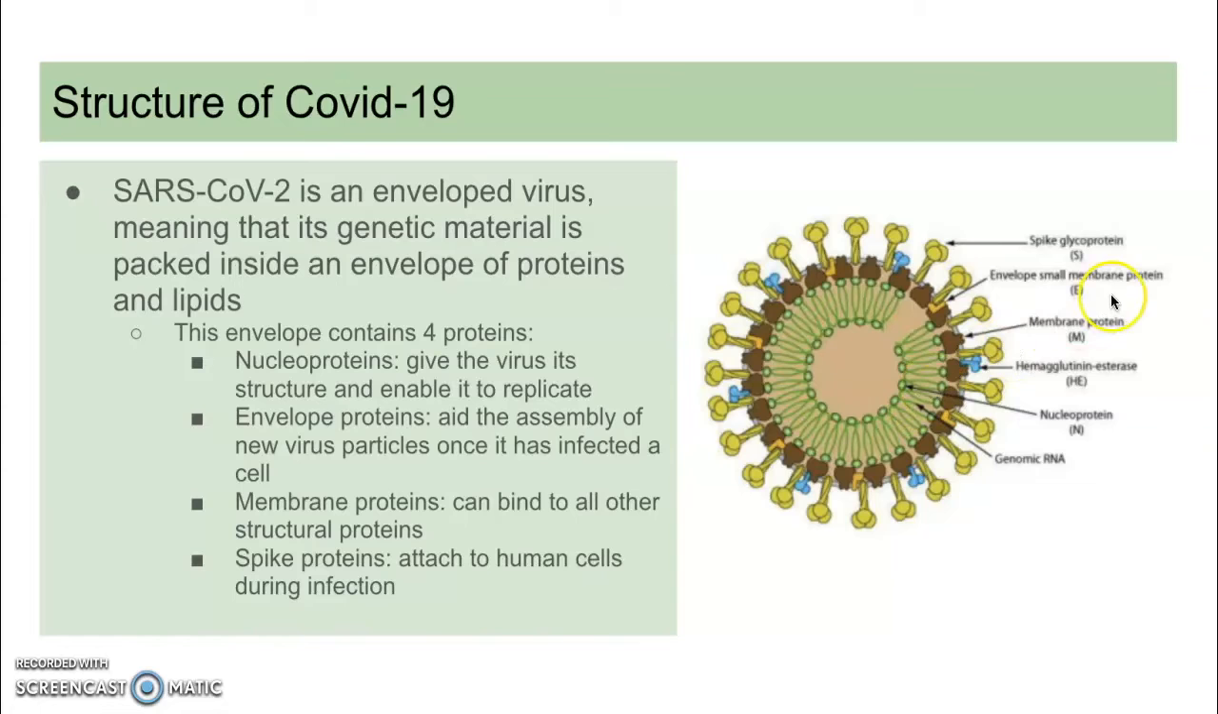There's envelope proteins, which we see up here, which aid in the assembly of new virus particles after the virus has infected a new cell. Then there's the membrane proteins right here, these brown ones, which can bind to all other structural proteins. And then on the outside here, we see the spike proteins, and these are actually what allow the virus to bind and enter human cells. And these spike proteins are actually what gave coronavirus its name because of the shape of them, they look like a crown, so coronavirus.